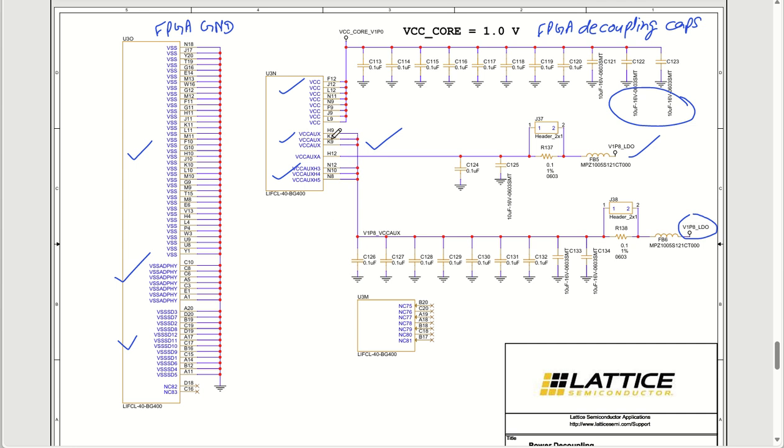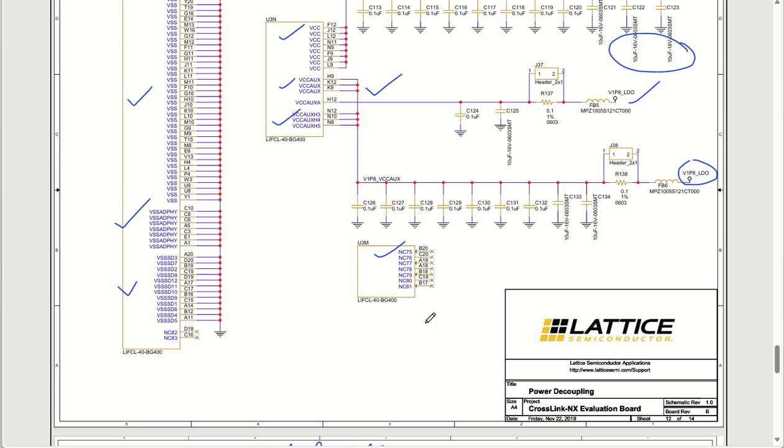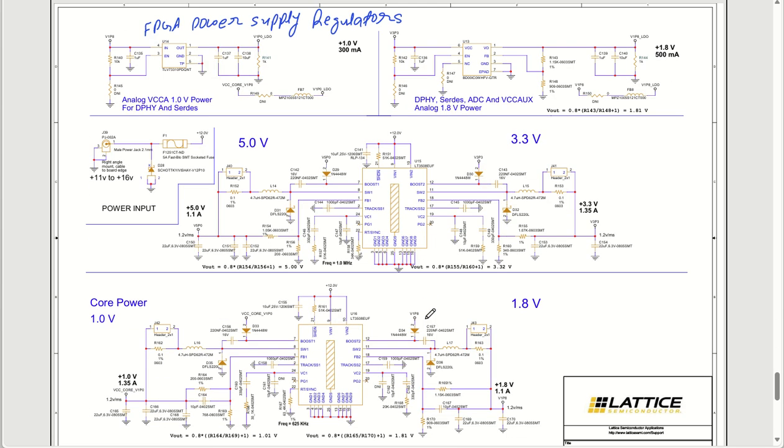And along with that, each of the pins has been given a decoupling capacitor, and then this is the block which has NC, that is, no connection pins. So there are no connection pins available in this particular FPGA, and these are not connected. Let's go to the power supply regulators.